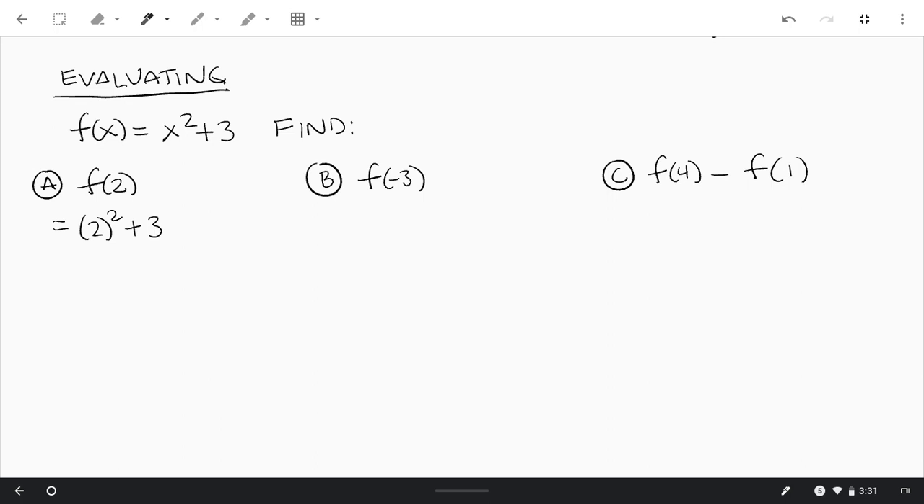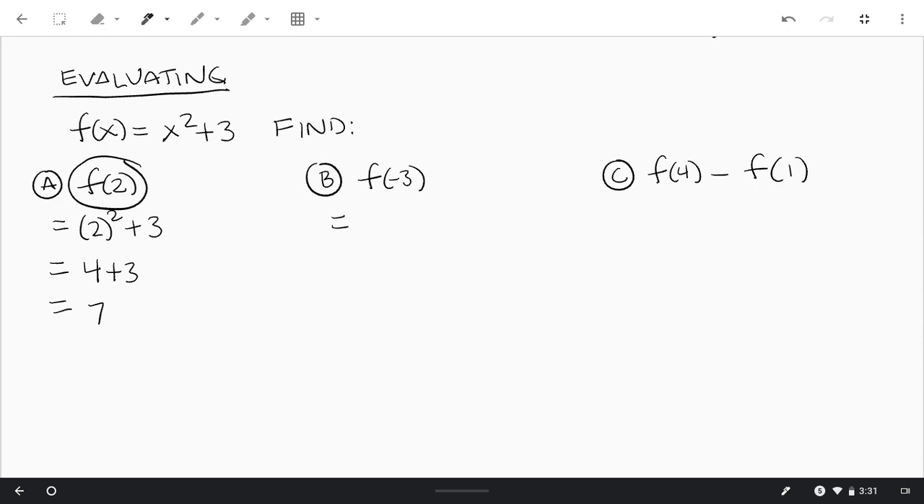So I'm going to replace all the x's with 2. And this is what I get. And now I will work this out. So I get 4 plus 3. So my answer here is 7. Okay, so make sure you understand that this here does not mean f times 2. That is not a multiplication. This is function notation, and it's asking you to take that 2 and evaluate the function at that x value.